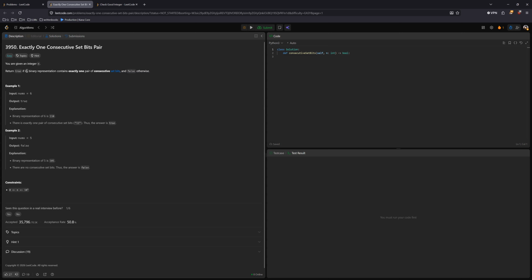You're given an integer n. Return true if its binary representation contains exactly one pair of consecutive set bits, and false otherwise. Okay.